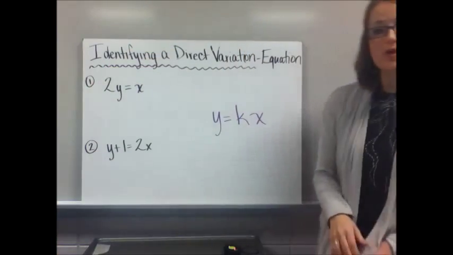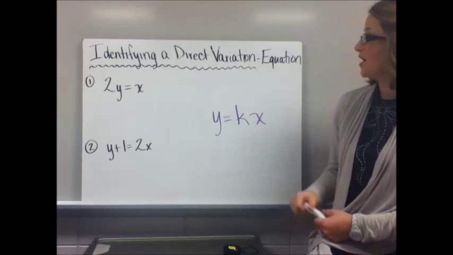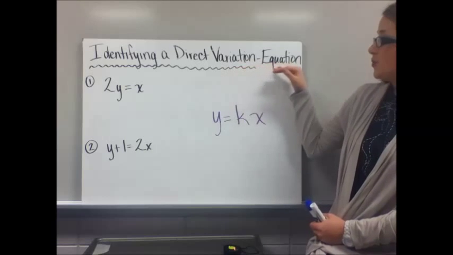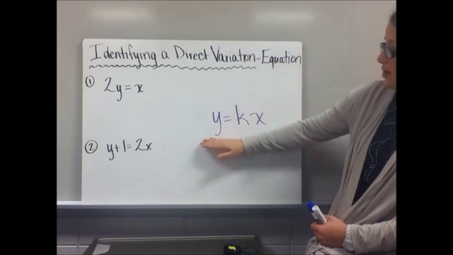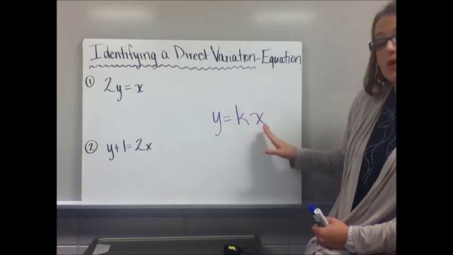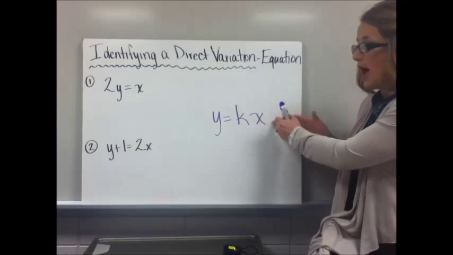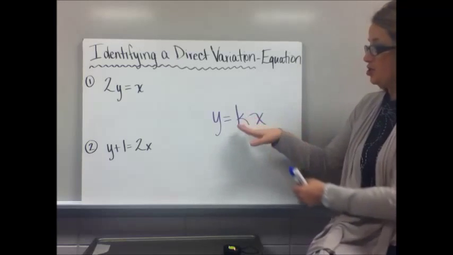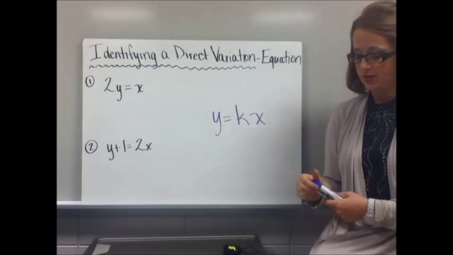So we're going to look at three ways to identify a direct variation. And first we're going to look at it in equation form. We want it to look like y equals kx. There's a number that's going to be multiplied times the x, and there's no adding or subtracting on the end of it. It's just multiplying, one operation.